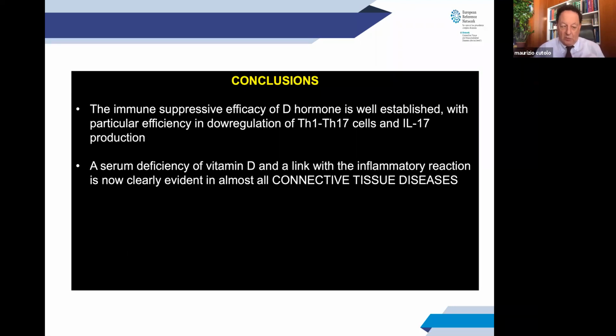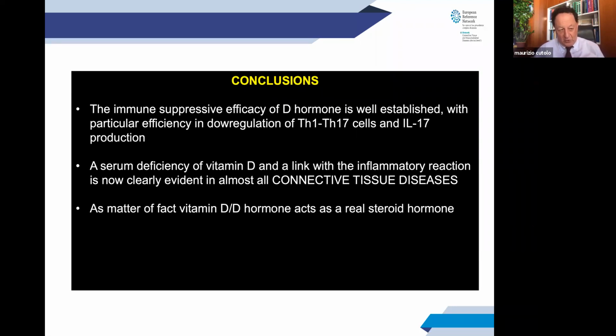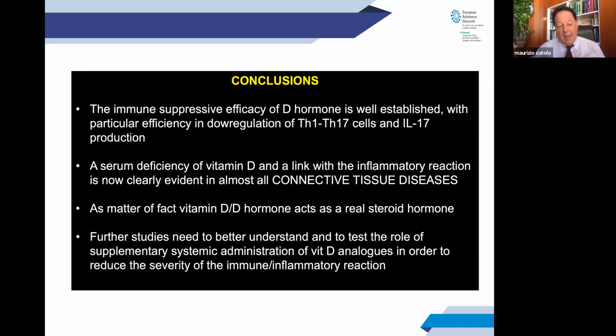Altogether, these are causes of these important risk factors: low levels of vitamin D. And so vitamin D, the D hormone, acts as a real steroid hormone. Further studies are needed to better understand how to substitute the deficiency using the different D analogs, since some side effects may be related, like increased calcium absorption and so on.